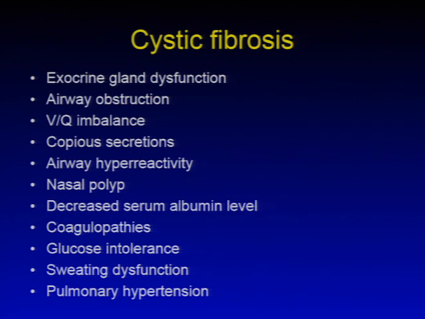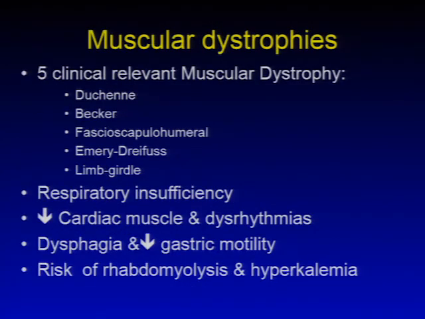The 5 clinically relevant muscular dystrophies are Duchenne's muscular dystrophy, Becker's muscular dystrophy, facioscapulohumeral muscular dystrophy, Emery-Dreifuss muscular dystrophy, and limb-girdle muscular dystrophy.